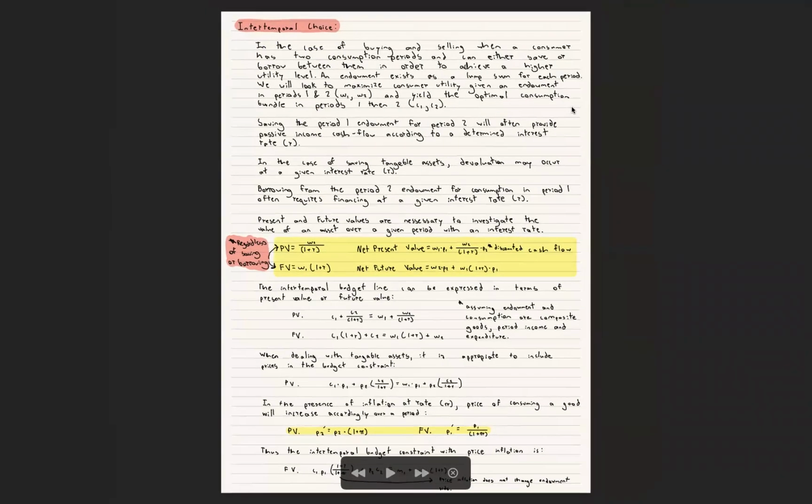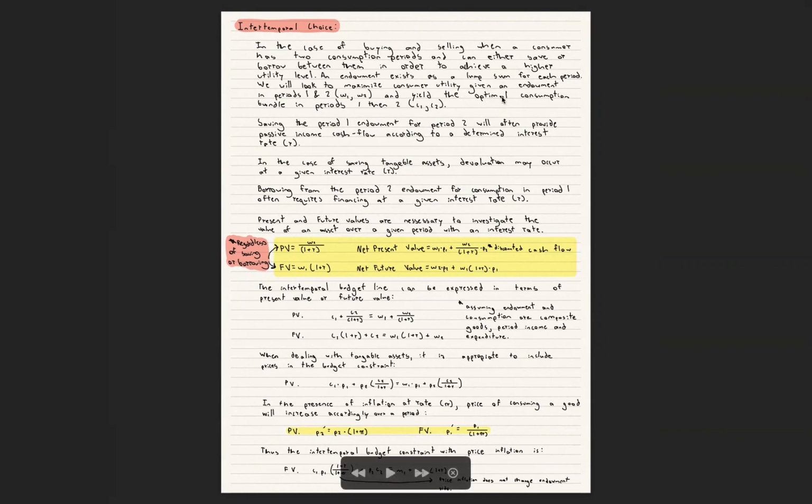Intertemporal choice is the last thing that we're going to cover. Now we're just factoring time into our choice as a consumer. So in the case of buying and selling, a consumer has two consumption periods and can either save or borrow between them in order to achieve a higher utility level. An endowment exists as the lump sum for each period, and we will look to maximize consumer utility given an endowment in period 1 and period 2 as a function of W1, W2, and yield the optimal consumption bundle in period 1, then period 2.